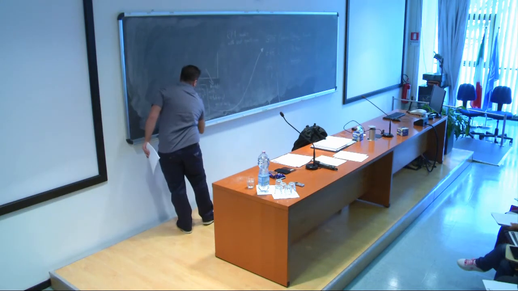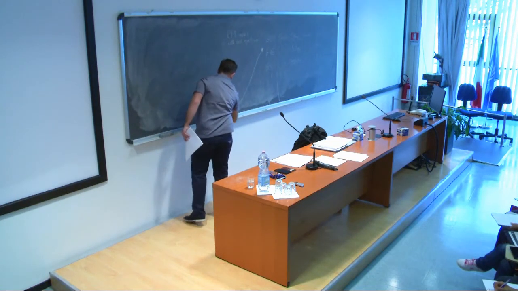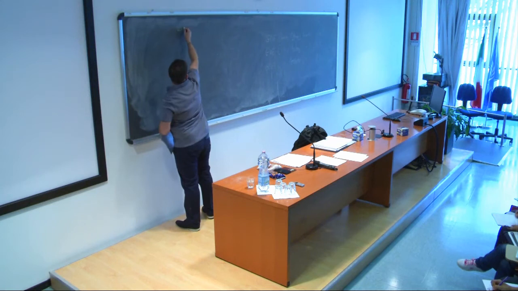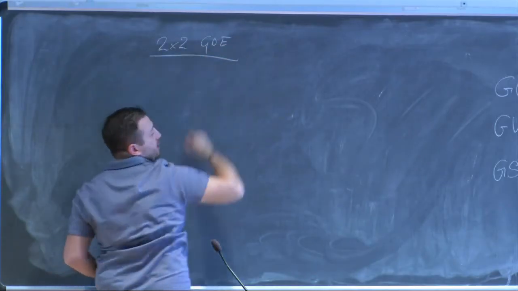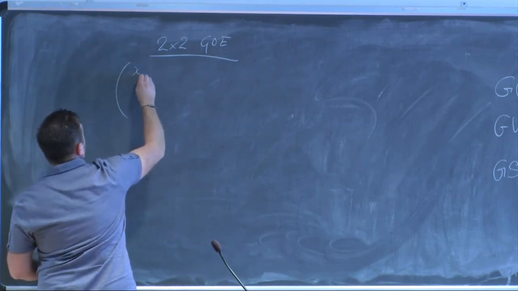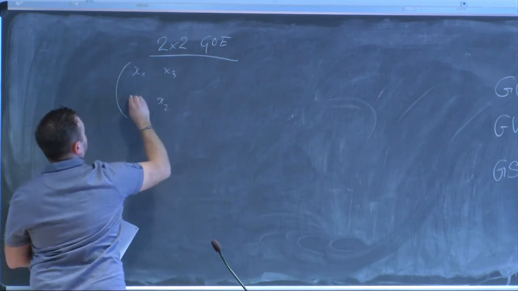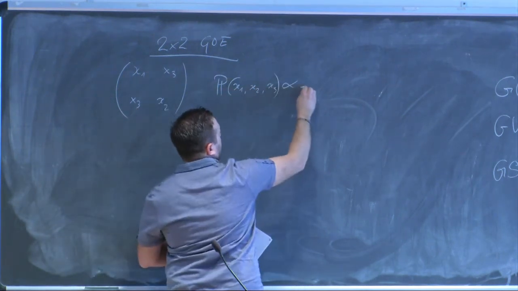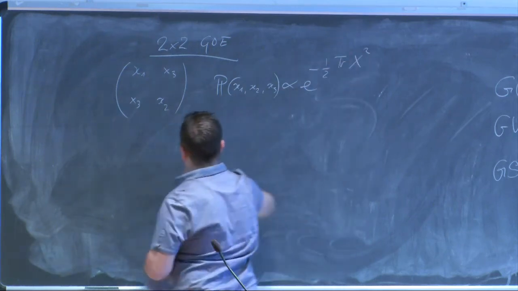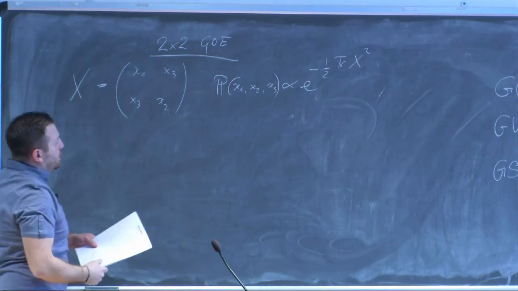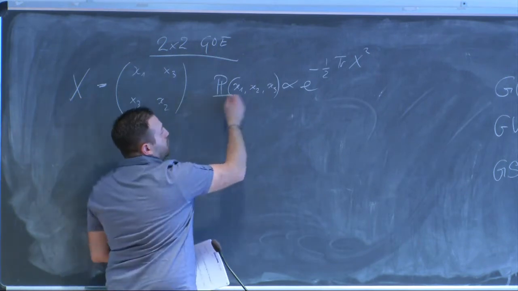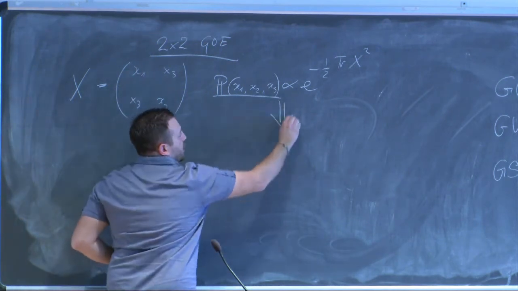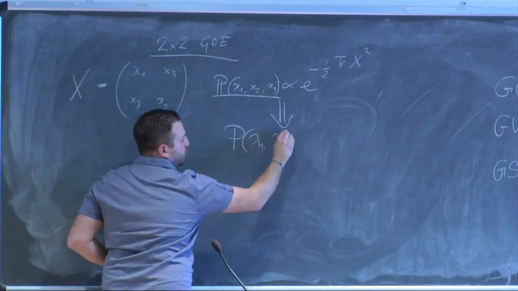So let's go back to our 2x2 example, because it gives us some good mileage on the general n-by-n case. So if you take a 2x2 GOE matrix, then that's exactly the example we started off from. So this is a matrix of this type with a joint distribution of the three variables of the form exponential of minus 1/2 trace of x square. Now, the question you might have is, we have the joint probability density of the three independent variables. These are real numbers. So what is the joint probability density function of the two eigenvalues?